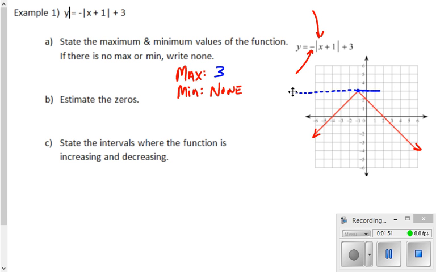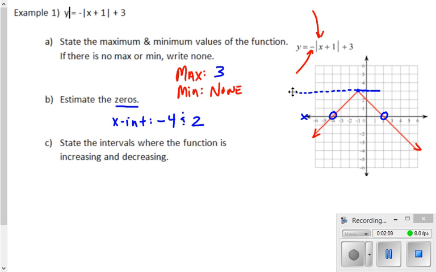Estimating the zeros. Remember, the zeros are simply the x-intercepts. This crosses my x-axis in 2 spots. There's 1, there's 2. This is simply an estimate, so you're going to estimate. This looks like it's going to be -4 and 2.